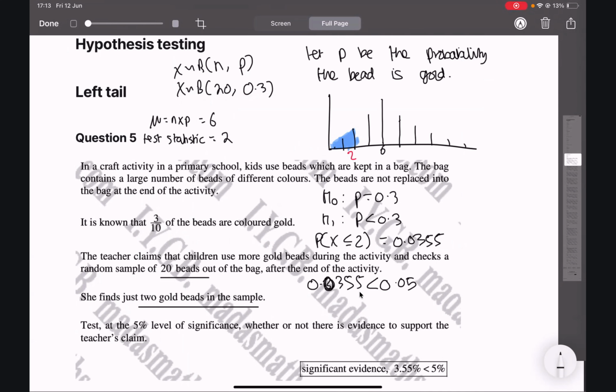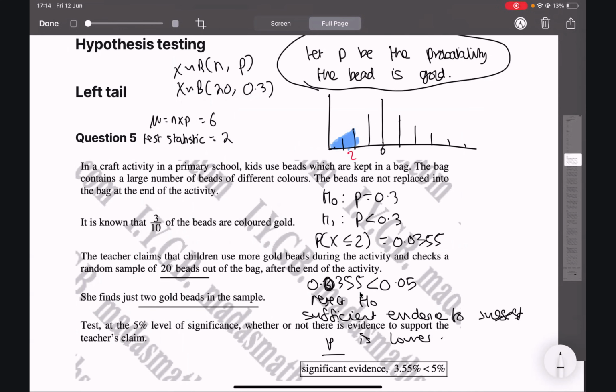So because it's less than the significance level, reject H0 or accept H1. There's sufficient evidence to suggest p is lower. You can write that in full words, but we said it earlier. So we're basically saying, based on the test statistic being so low, there's sufficient evidence that the probability has decreased.